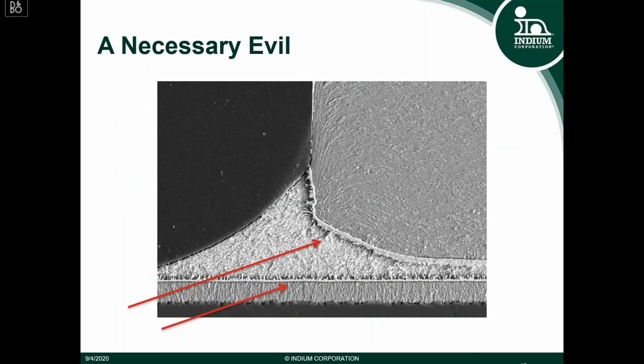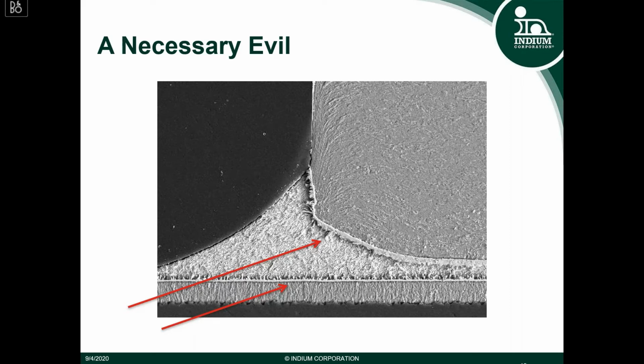A necessary evil, intermetallics. Intermetallics form between the solder and the component and the board. Intermetallics are when the solder dissolves the substrate metallization or the component metallization and forms a mechanical bond with each the component and the board.